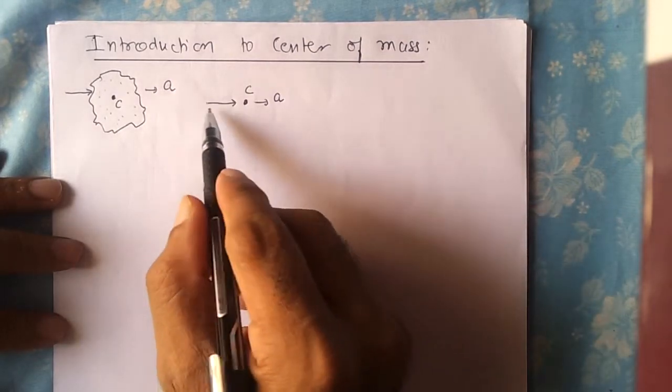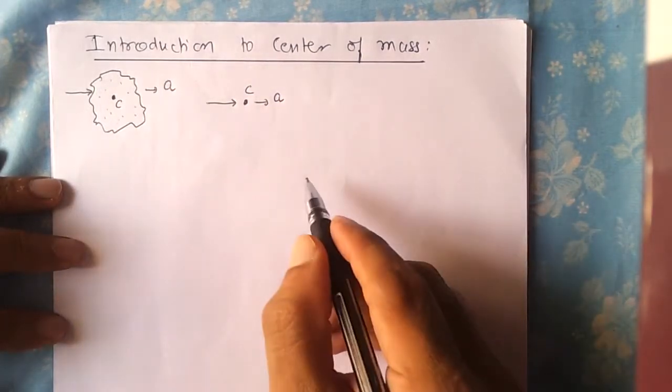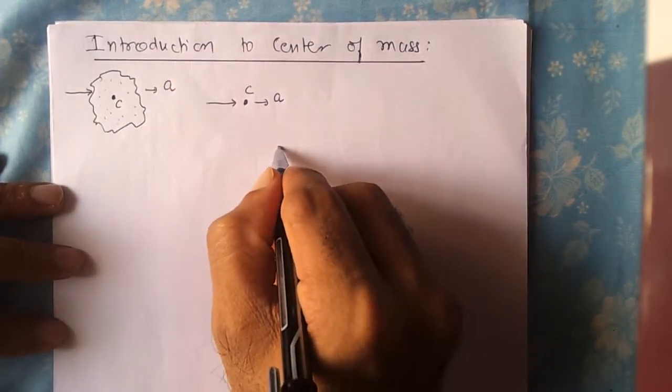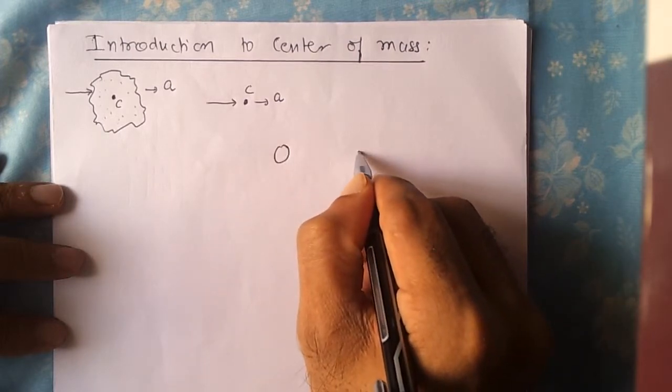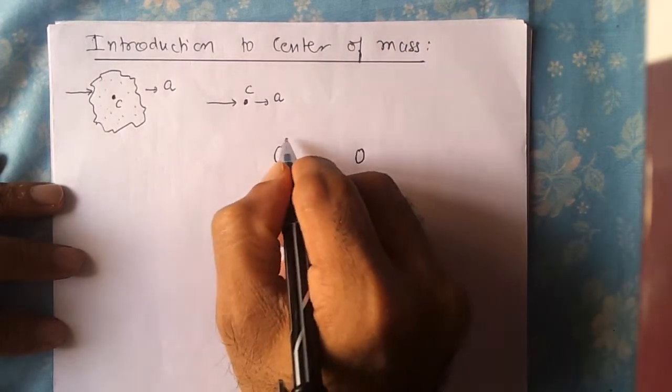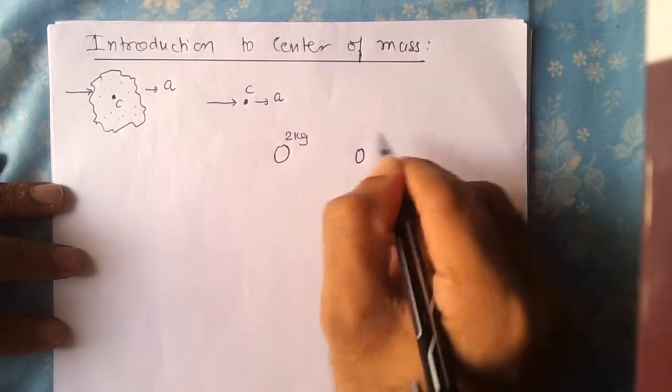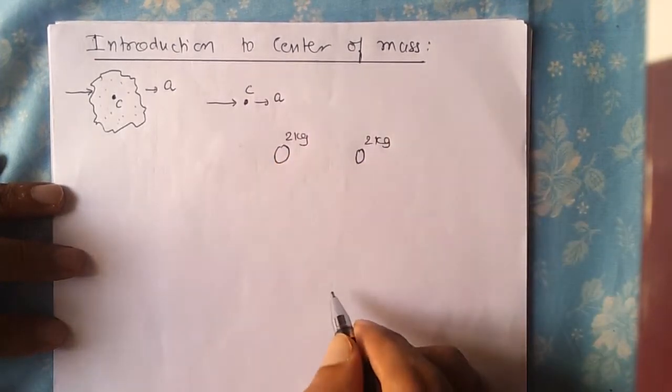Now this is with reference to one object. Let us say we have two objects. Let us say we have object 1 and object 2, and their masses are, for example, 2 kilograms. So both of them are 2 kilograms.